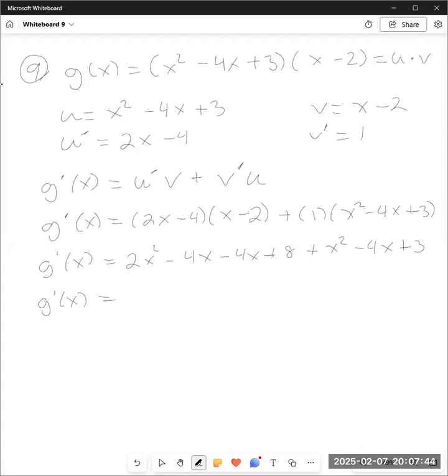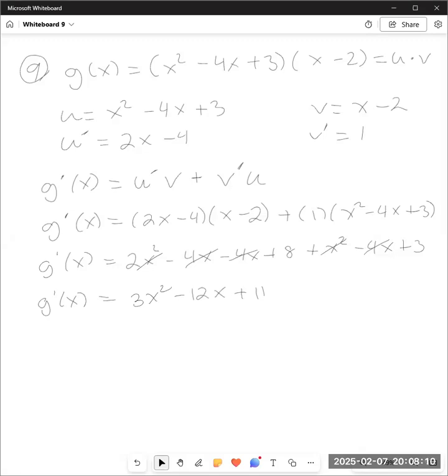2x squared plus x squared is a 3x squared. Negative 4x, negative 4x, and another negative 4x is a negative 12x. 8 plus 3 is 11. And that's it. We'll come back next time to talk about the quotient rule.